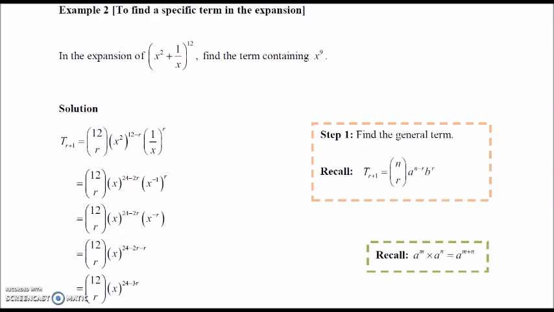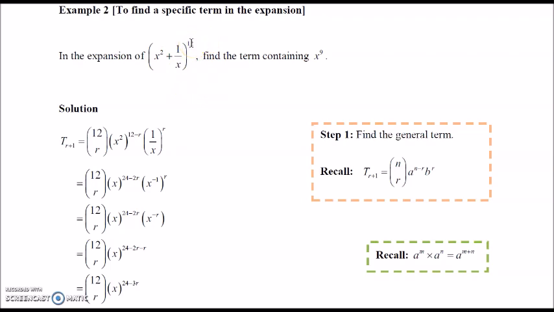We will now move on to example 2, where we're going to make use of the general term formula to find a specific term in an expansion. So the question is, in this expansion, we need to find a term that contains x to the power of 9. Okay, we're going to make use of our general term formula over here. Okay, so with that, let us identify my A, my B, and my N.